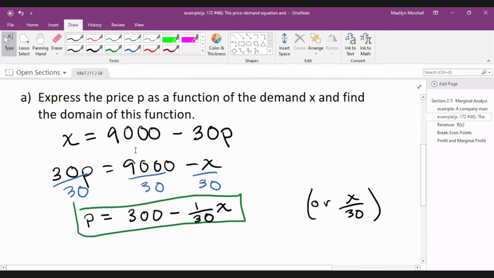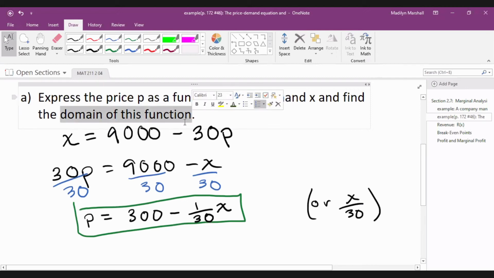Okay, so that is our price function in terms of x. Now we want to know the domain of this function. The domain is all of the x values that we could put in here. If this were just a regular function and we did not have any context, there would be no problem with any x in here at all, because there's no x in a denominator and there are no negatives in a square root or anything like that. However, when we are working in a word problem like this, we have to think of the actual context.